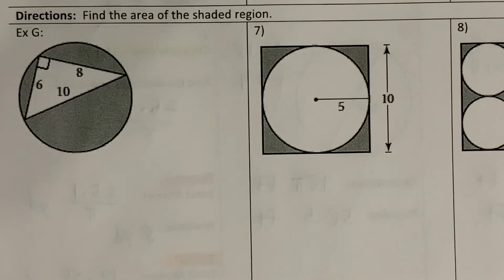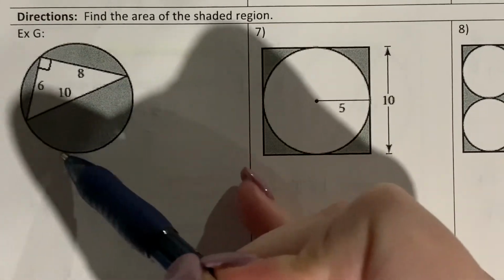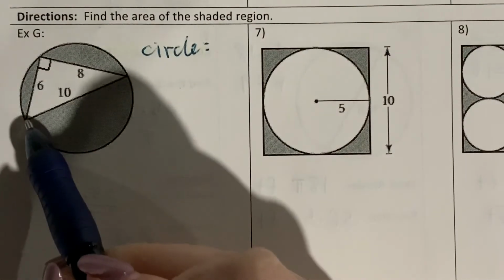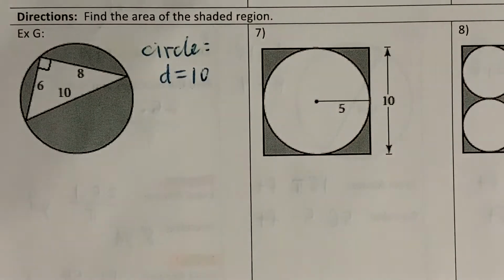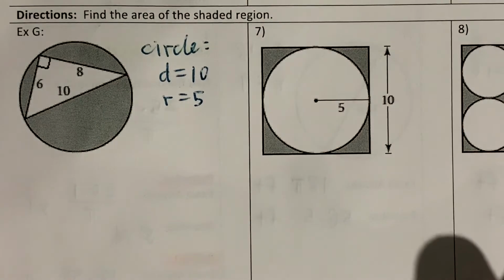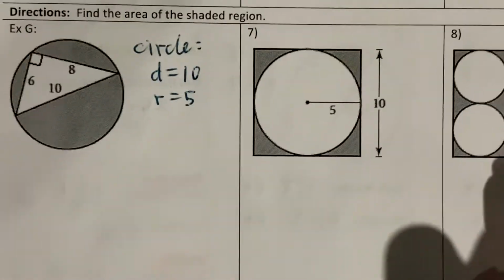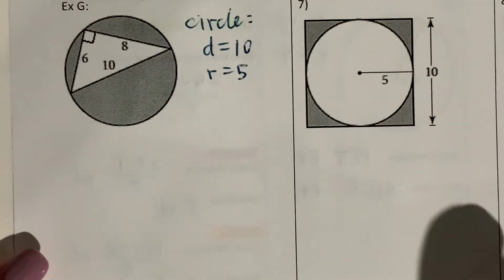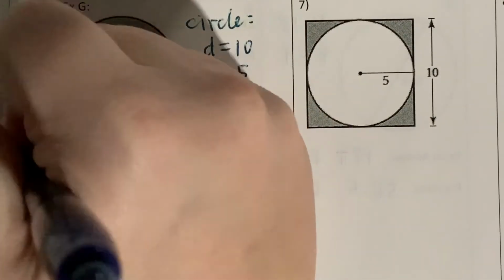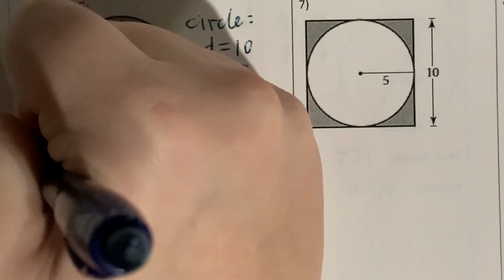So let's start with the circle that we see. If I'm looking here at the circle, I can make a note that for this circle, I'm noticing that 10 is the diameter. It's cutting all the way across the circle. So for my circle, my diameter is 10, which means my radius is 5. And so this will help me to find the area of the circle. So I'm going to say capital A, and then I'm going to use a little circle.